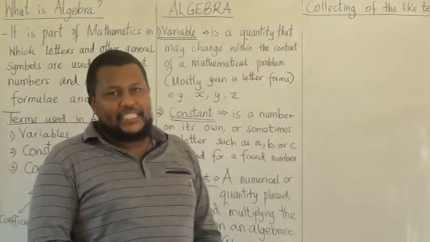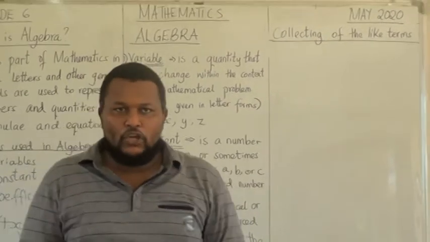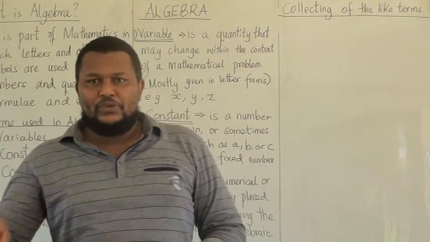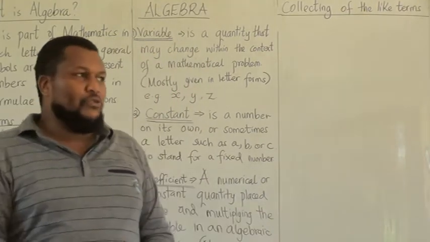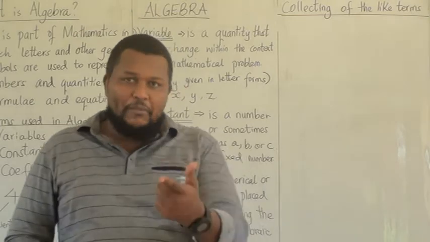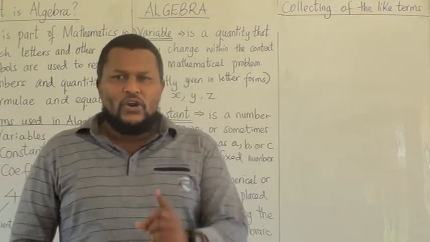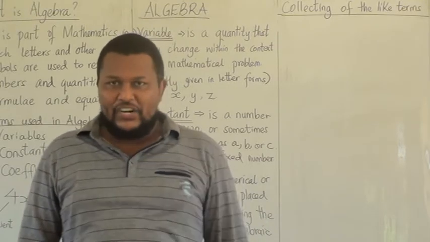Now, we see collecting of the like terms. I'll take you through. If you have oranges with you, you can count how many oranges you have. If somebody asks you, how many oranges do you have? For example, if I have 5 oranges here, and somebody asks, Moses, how many oranges do you have on the table? I'll say, I have 5 oranges.